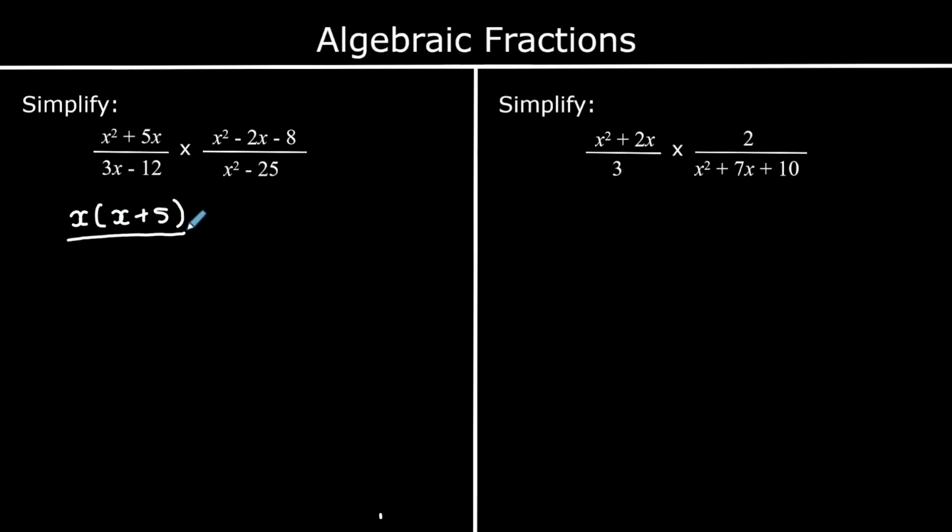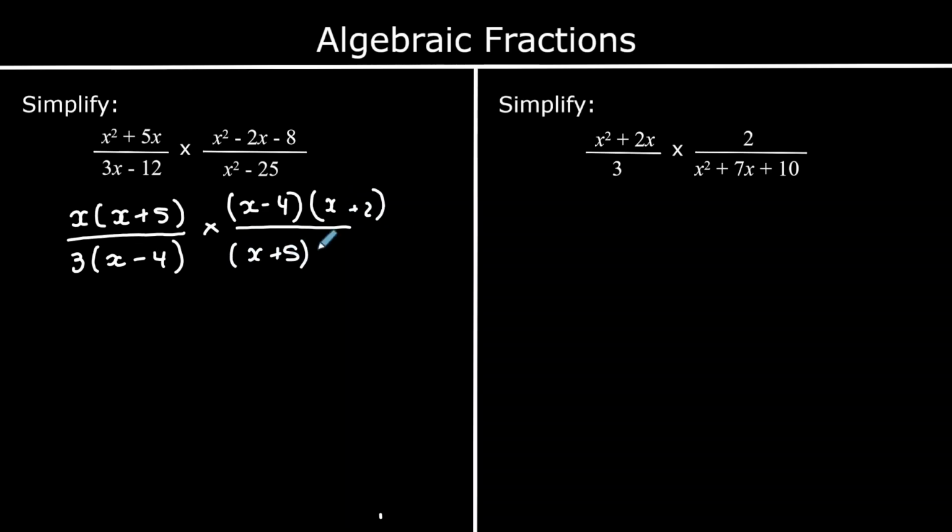On the bottom of the first fraction, 3x minus 12. 3 comes out, so 3 times x minus 4. And that's multiplied by, so we've got x squared minus 2x minus 8. That's double brackets. And it's x minus 4 and x plus 2. And on the bottom, we've got the difference of two squares, which is x plus 5 times x minus 5.